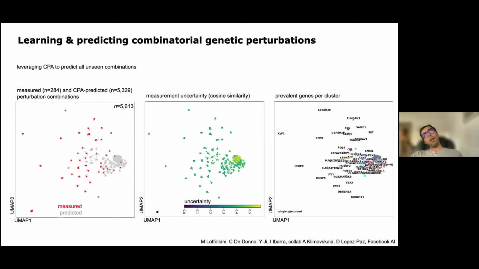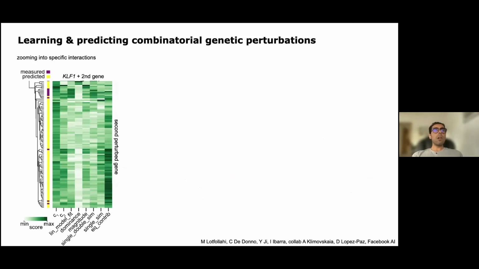Using this model, we predicted all 5,600 missing combinations, and then we showed that using the uncertainty that comes from the model, you can identify the main driver for each missing combination. So if you have combination A with all other combinations, we showed that most of the clusters that you can recover from this perturbation latent space are dominated by one, but they also have different effects.